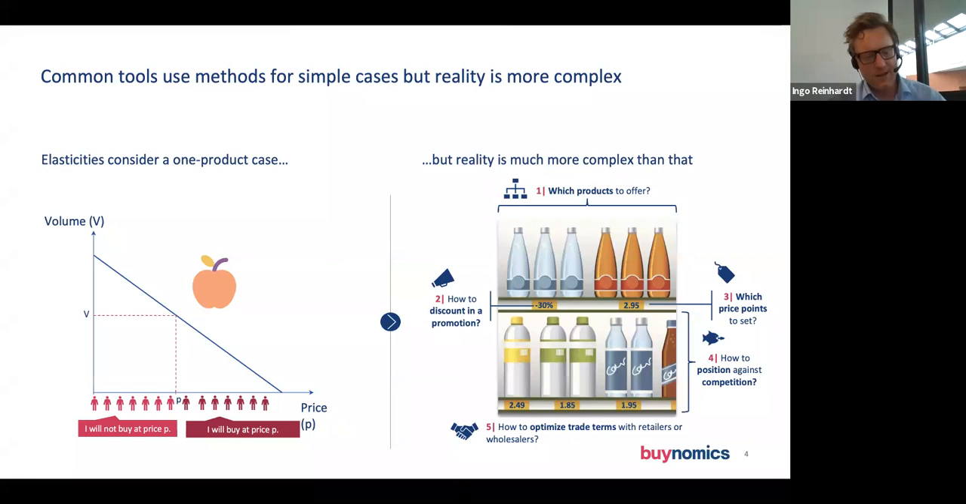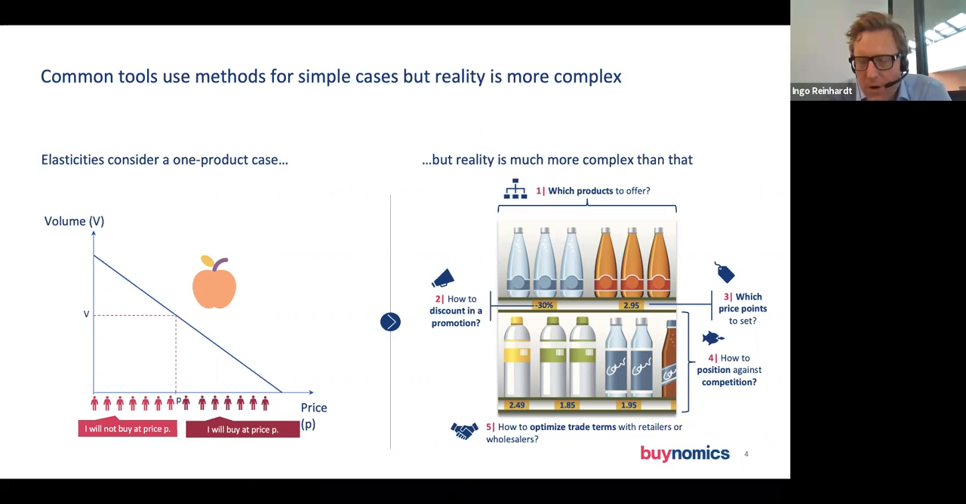So typically, this is also where the textbook ends, or as far as a textbook can actually go in explaining reality, and from these simplified textbook examples, concepts like price elasticities come. But if you look at the right side, a more realistic case, the real world is of course much more complicated than a world in which you only sell one product.